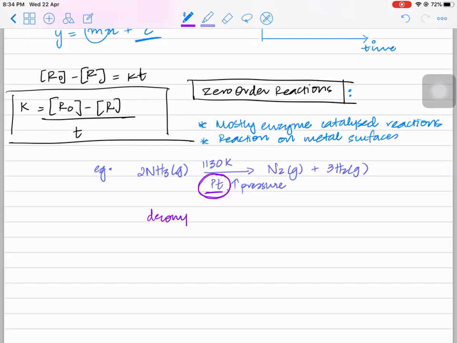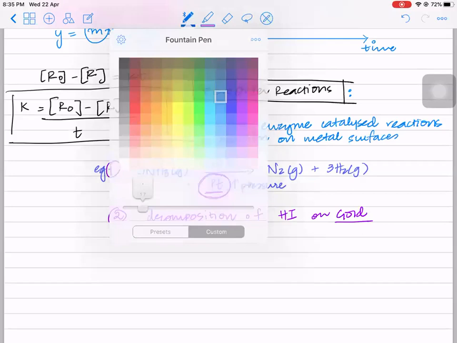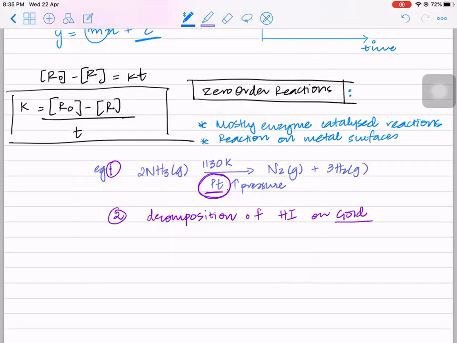Just like that, another example could be decomposition of hydrogen iodide. This happens on a metal surface as well, which is gold. So gold will be your limiting reagent, and that will determine your rate, not your reactant. No matter how much reactant you have, it will not affect the rate. The rate will be affected by how much gold you have or how much platinum you have. So reactions on metal surfaces and enzyme catalyzed reactions are zero order reactions. Now we'll move on to the first order reactions.